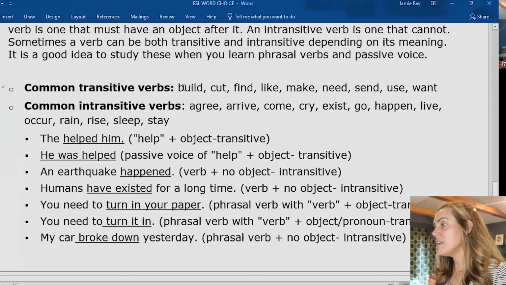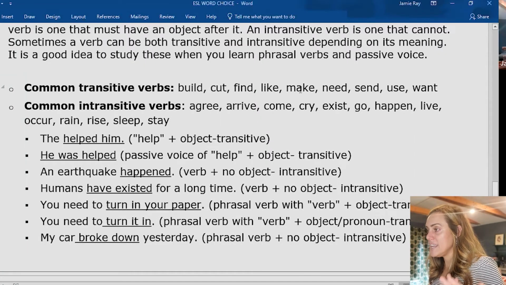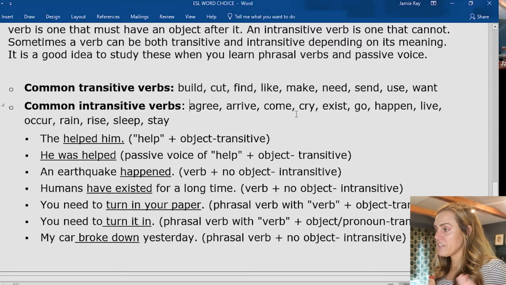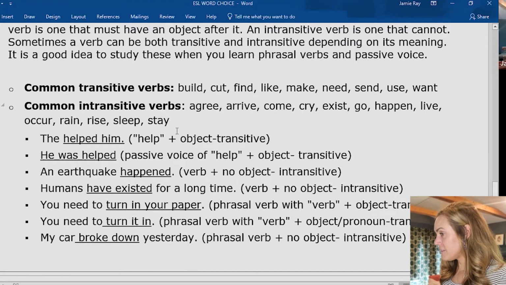So words like build, cut, find, like, make, need, send, use, want, those are transitive. Agree, arrive, come, cry, exist, go, happen, live, occur, reign, rise, sleep, stay. Those are intransitive. And then other verbs are transitive and intransitive, okay? Now, this is important because when we want to make a sentence in the passive voice, for example, I can say, I read the book. That's an active sentence. But I could also make it passive and say the book was read.